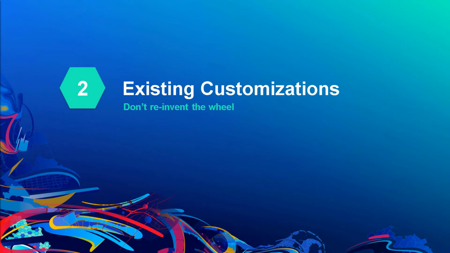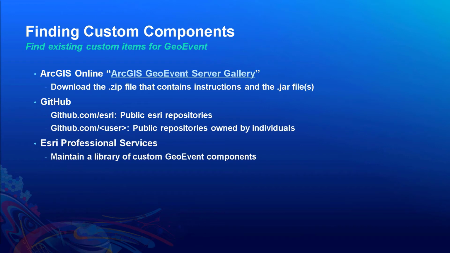For our second topic, we're going to talk about not reinventing the wheel. A lot of work has been done over the years to develop a large number of custom components for GeoEvent Server. Most of them have been shared in some capacity, so we're going to talk about finding and deploying those custom components. I've mentioned the GeoEvent Server gallery a few times so far. This gallery offers a set of adapters, transports, and processors that are not part of the out-of-the-box installation, but can be added to your GeoEvent if you need them.